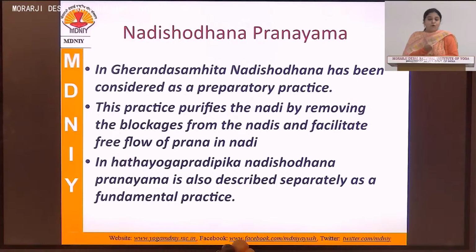But before doing suryabhedi, one should do nadi shuddhi. There is a lot of significance given in both Hatha Yogic texts, Hatha Yoga Pradipika and Gheranda Samhita, to nadi shuddhi, that one should do nadi shodhan pranayam that you have practiced in the morning session also. It is of utmost importance, and this forms a foundation. It is a prerequisite for all pranayam practice. It purifies all the energy channels inside your body, so you should do that before practicing pranayam.